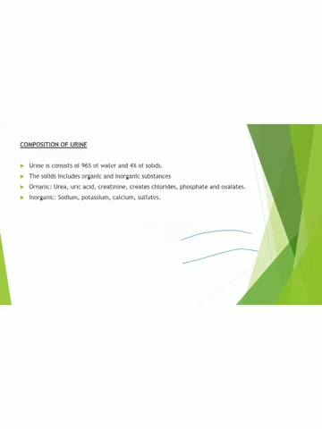So now we'll see what it is composed of. What does the urine contain? Composition of urine: urine consists of 96% water and 4% solids. The solids include organic and inorganic substances. What are organic and inorganic substances? Organic substances are like urea, uric acid, creatinine.